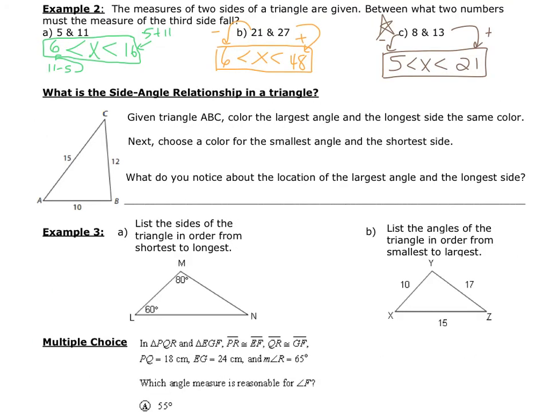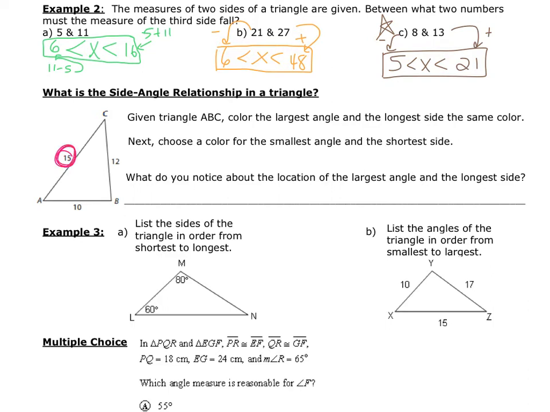When we are looking at a triangle, given the side lengths, we can determine which side is the largest, smallest and medium side, but we can also use that to determine the angle size and how they compare to each other. We don't know the exact measure of the angles, but we can put them in order from smallest to largest or largest to smallest. Here we want to color the largest angle and the longest side the same color. First we have the sides. The longest side is our 15.